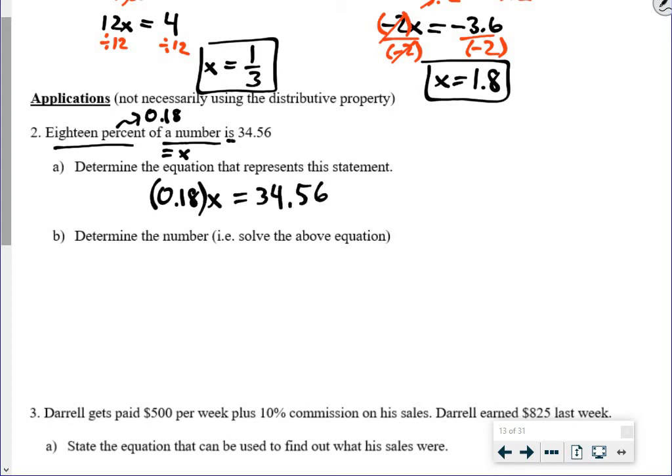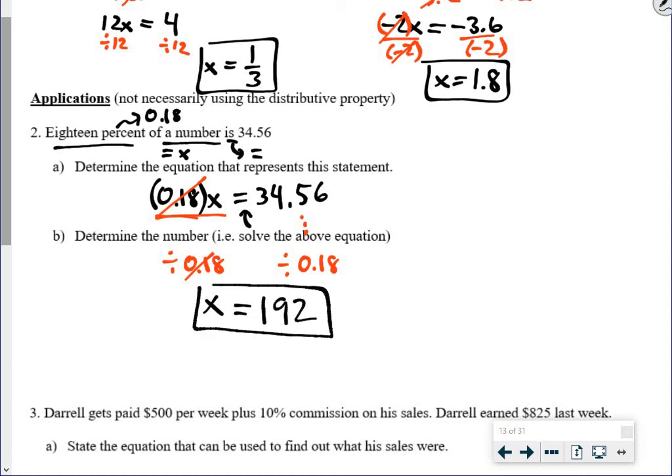That's another key word there, is. That's cueing you to use an equals sign. So now we need to determine the number. We just need to get rid of the 0.18. So if I divide both sides of this equation by 0.18, 0.18 divided by itself is 1, so x remains on the left, and 34.56 divided by 0.18 is 192.